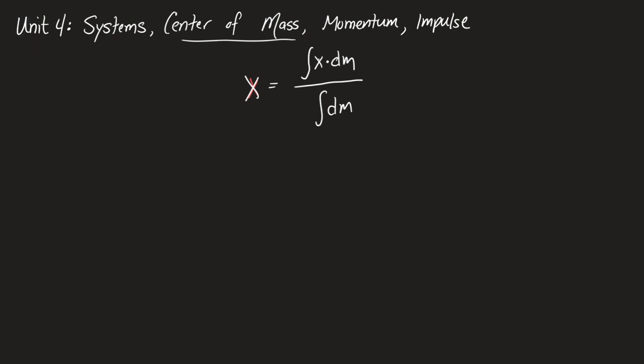And the moment I put the little curly S on there, a bunch of you, your eyes just glaze right over. But remember, it's just a sum. And the top is a sum of a product, and the bottom is just a sum. In fact, the bottom should be easy. dm means a piece of the mass of the object. So if I add up all the pieces of the mass of the object, the bottom is just the mass of the object.